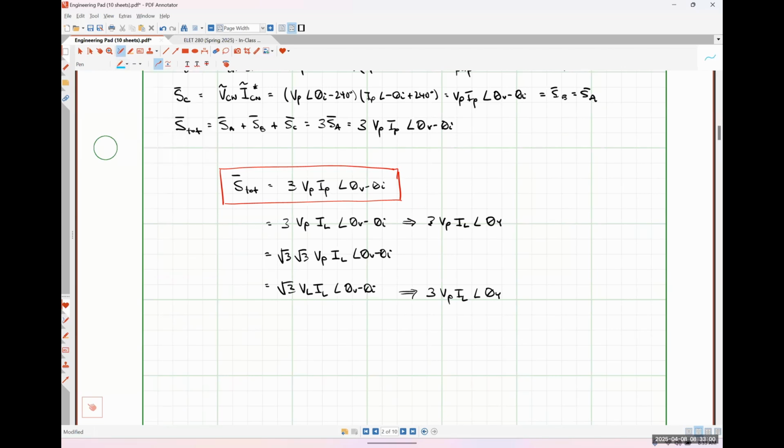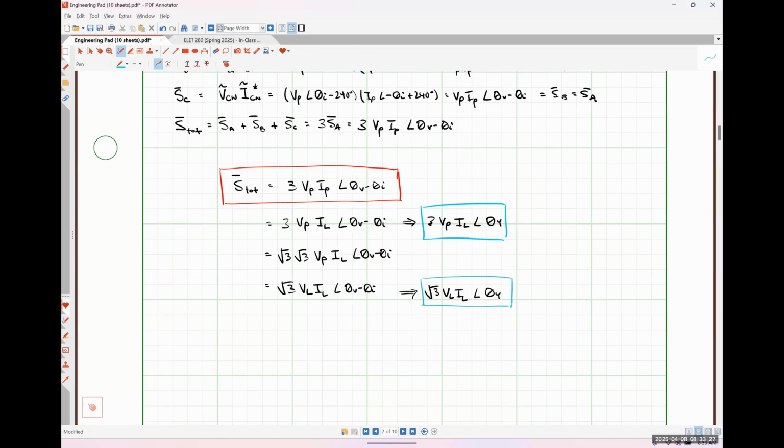So this is a relationship for total complex power. Oh goodness, that is wrong right there. Sorry. That should have been, goodness, this needs to be black. Root 3 VL IL angle theta Y. Sorry about that. Okay.